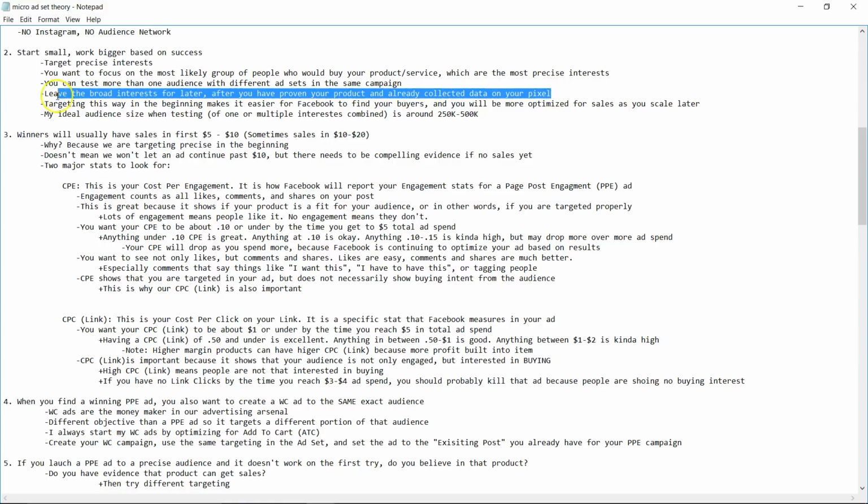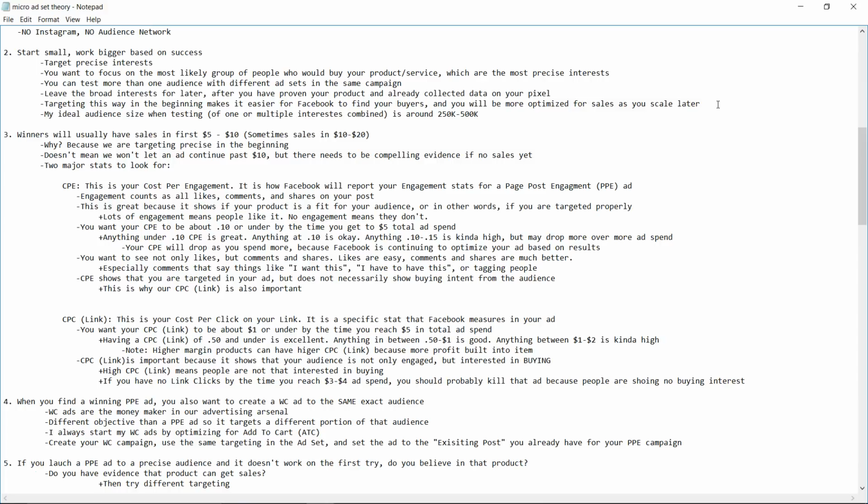I leave the broad interests for later, because once I've proven my product or my service is ready to go, now I can start scaling in the broader interest. But I don't want to start scaling in the broader interest until I know that I have something converting, and I know that I have my message down. I know that I have the funnel down, right? It doesn't make sense to me to start broad. I just really don't get it. I think it's a shortcut mentality.